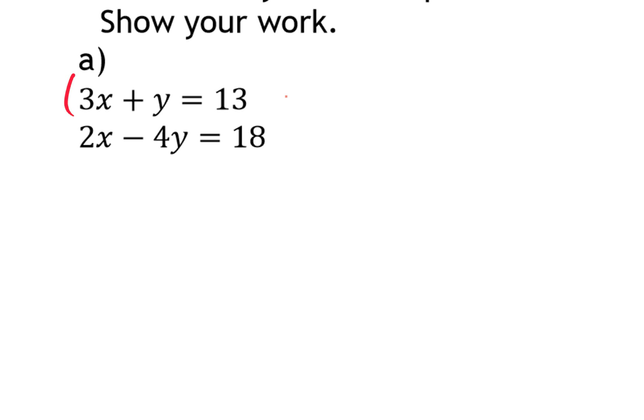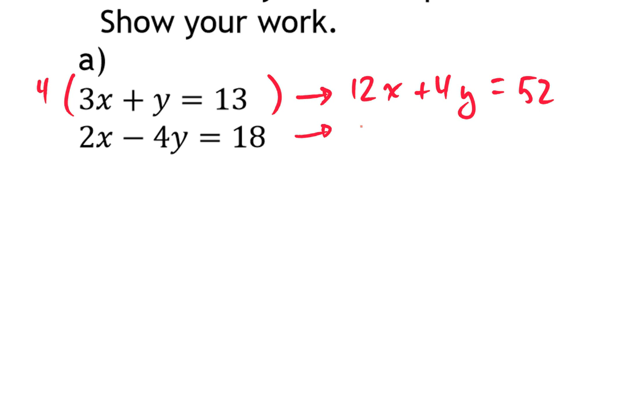I'm going to multiply the top equation through by a positive 4. When I do that, this equation becomes 12x plus 4y equals 52. And then below that, I'm just going to rewrite this equation unchanged. So I've got 2x minus 4y equals positive 18. The reason why I multiplied the top one by 4 was I wanted to get my y coefficients to be opposite. And you can see now I have a positive 4y and a negative 4y.